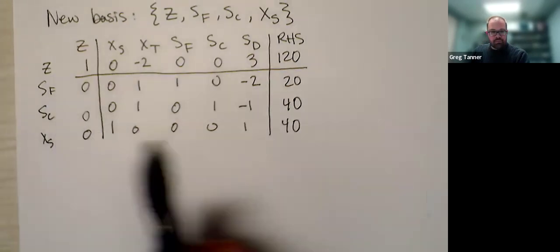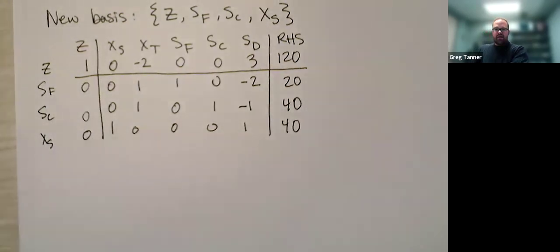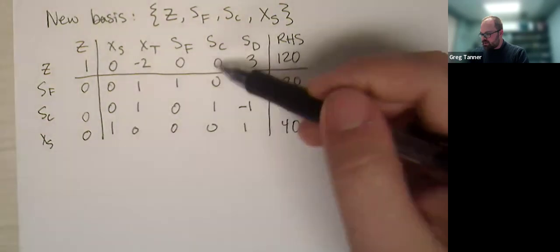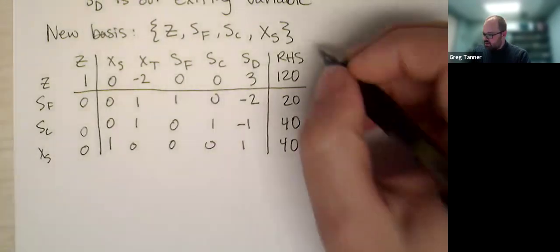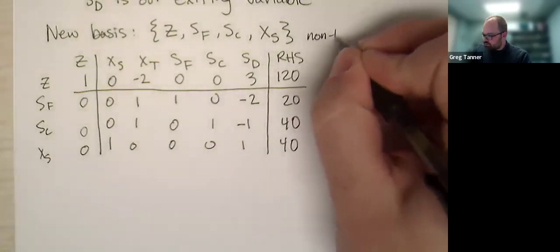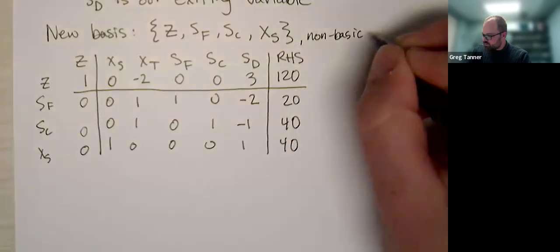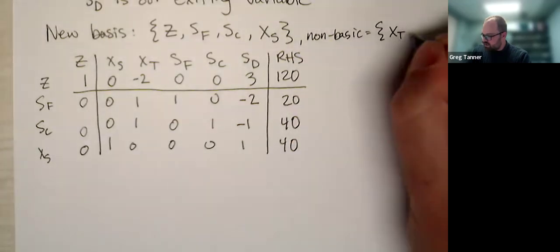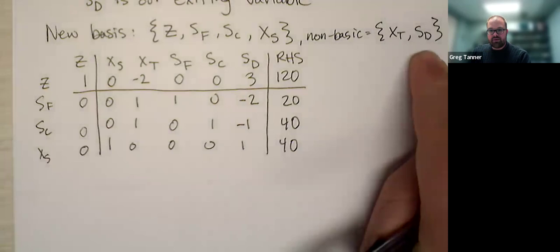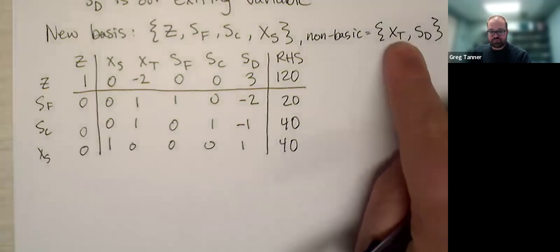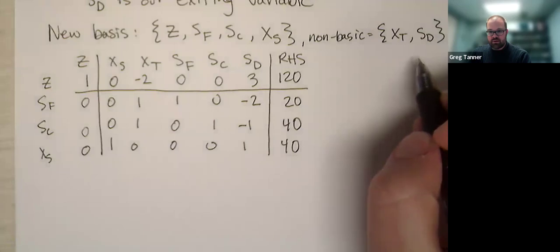So this is now our updated matrix. It's row equivalent to what we had before, so it has the same solutions and everything, but we've changed where our standard basis vectors are in here. So here's our new basis. I will say that our non-basic variables are XT and SD. SD because it left, and XT because it's still non-basic. Both of those are going to be 0 in our solution.